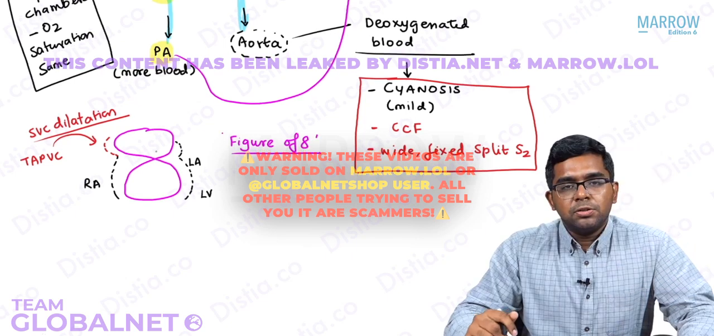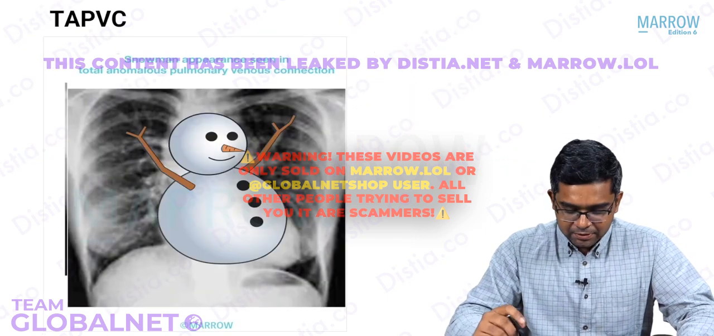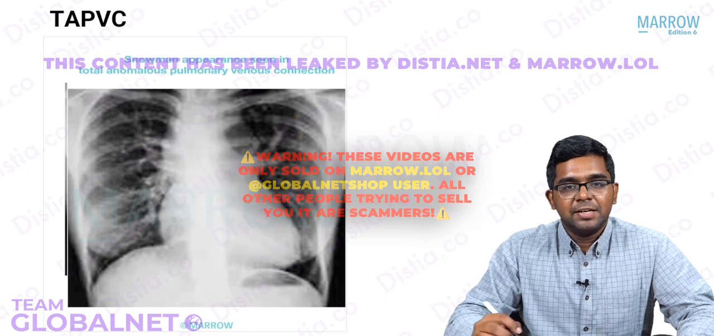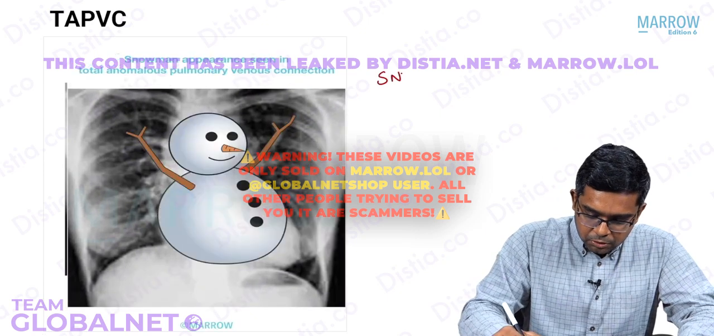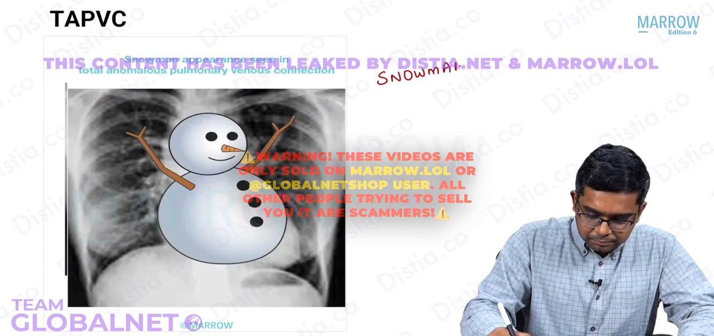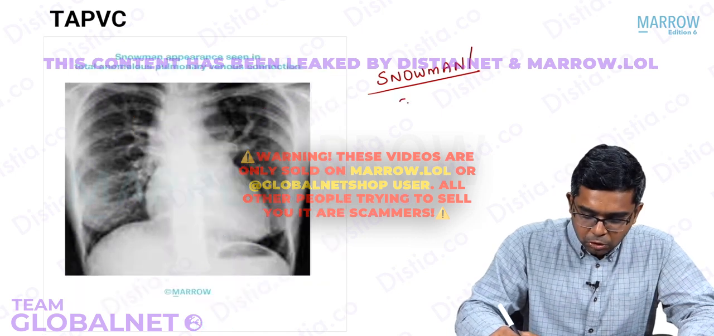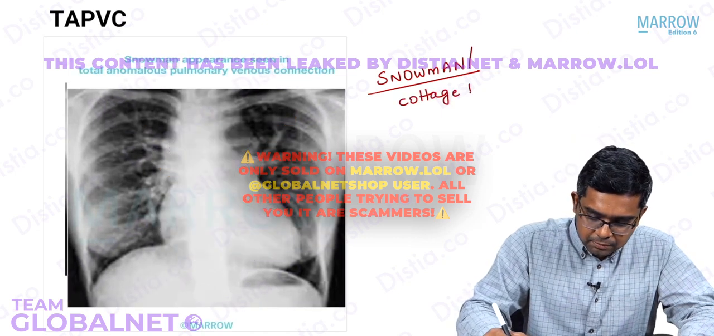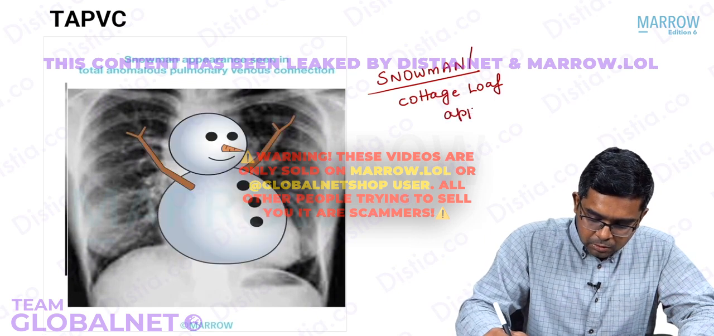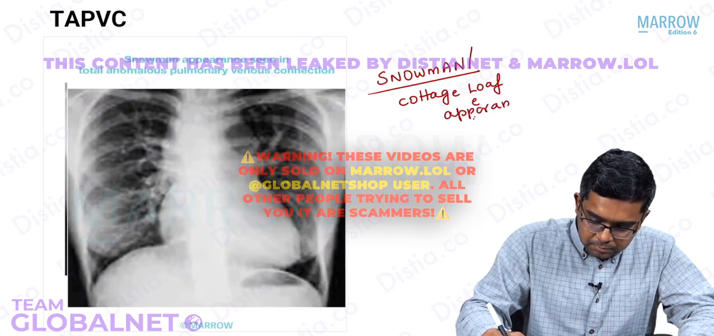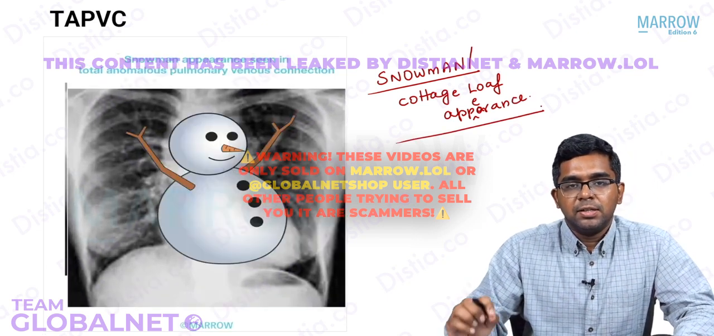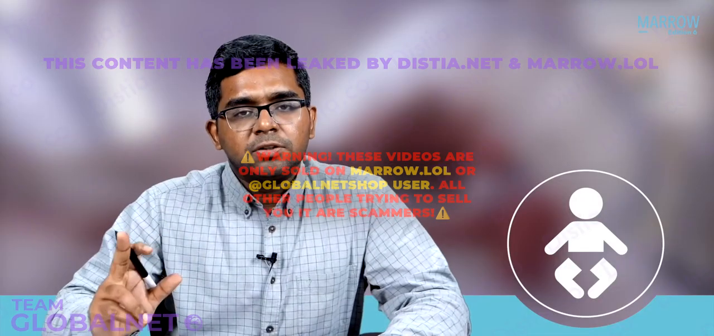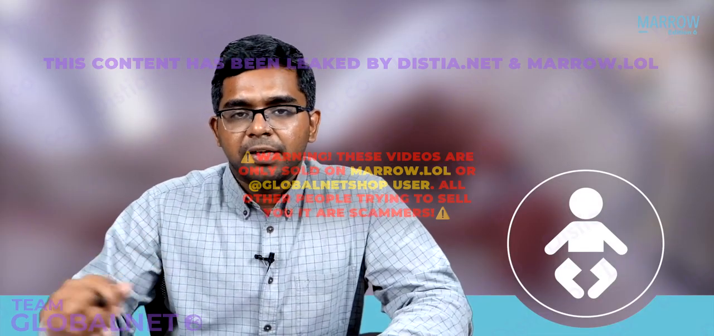There is also another name for this figure of 8 appearance. What is that? Look at this X-ray. You can see some structure in between. What is that? It is a snowman. It is also called a snowman appearance. The other name is cottage loaf appearance. All these are classical findings associated with TAPVC on the X-ray, which you should make a note of. That is all about the first type, supracardiac TAPVC.